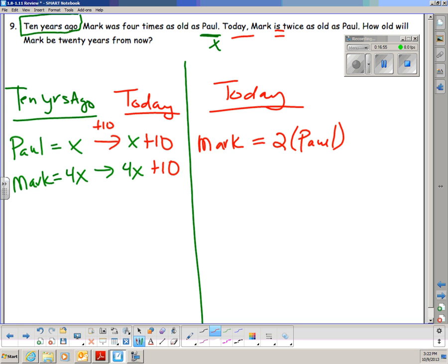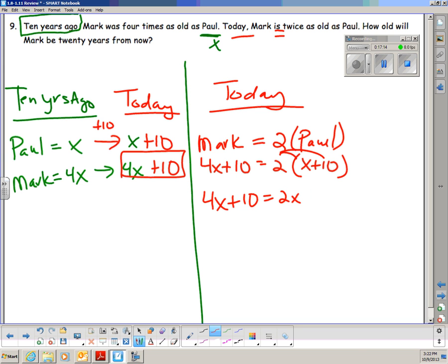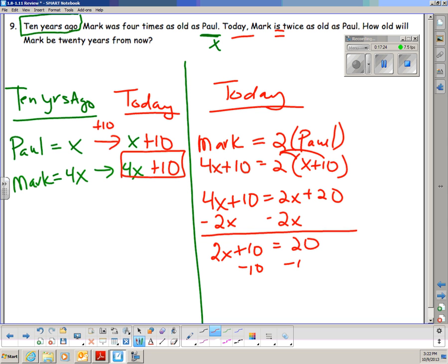There we go. So today, what's Mark's age today? Well, Mark today was 4X plus 10, equals 2 times Paul today, which was X plus 10 in parentheses. The X plus 10 is married, they're in parentheses. Now we got to solve. 4X plus 10 equals 2X plus 20. Subtract 2X from both sides. We get 2X plus 10 equals 20. Subtract 10 from both sides. I get 2X equals 10, divided by 2. X was 5.